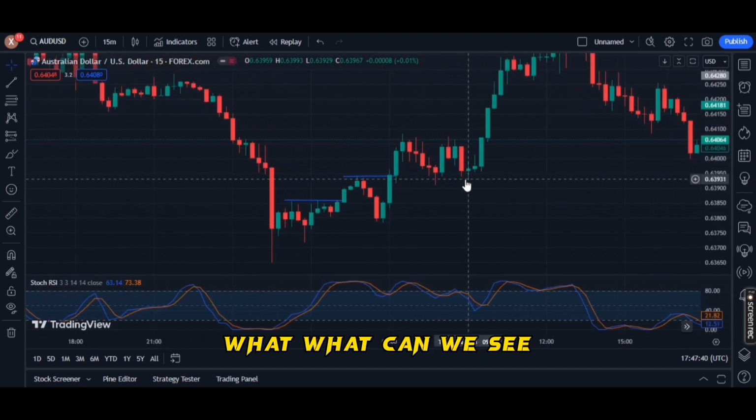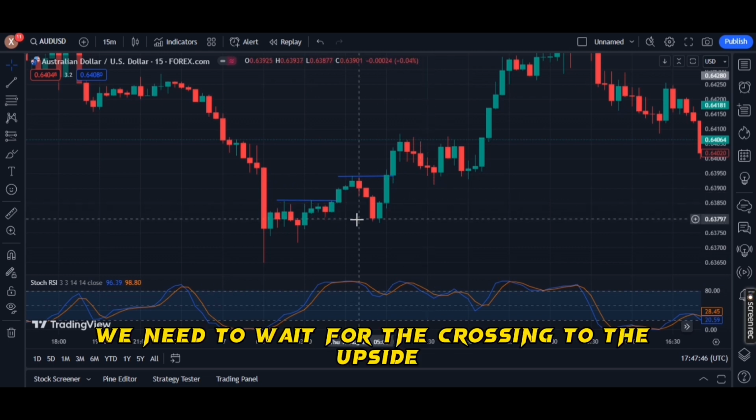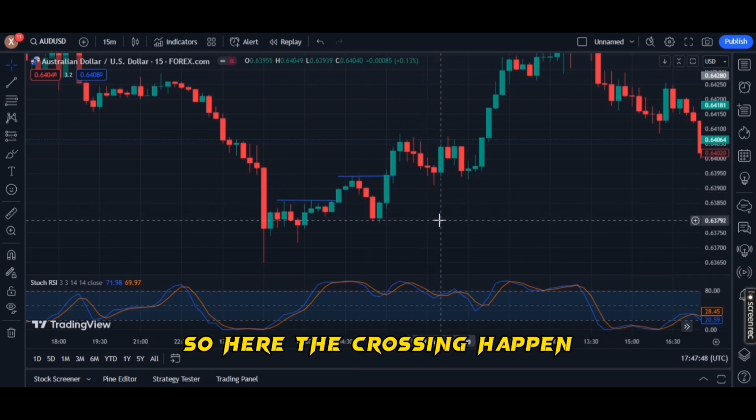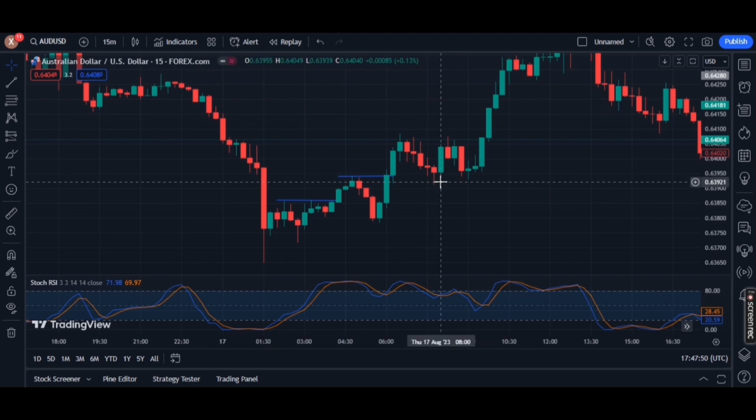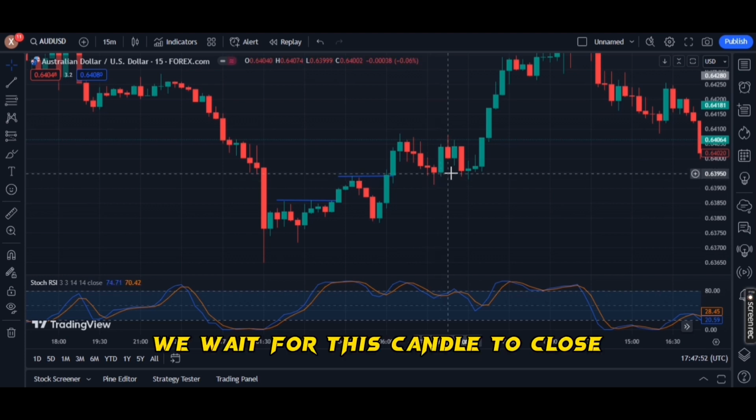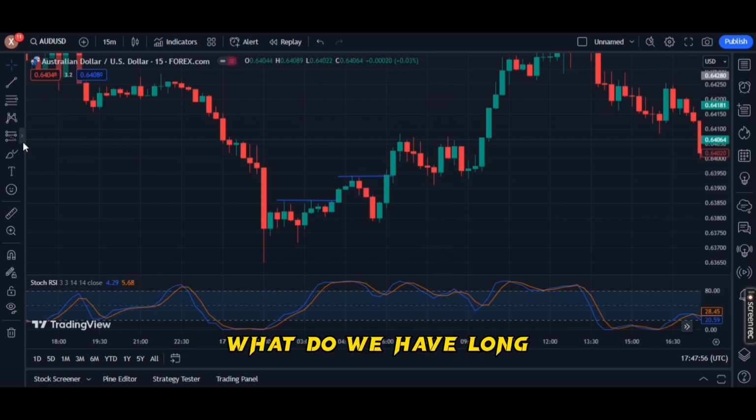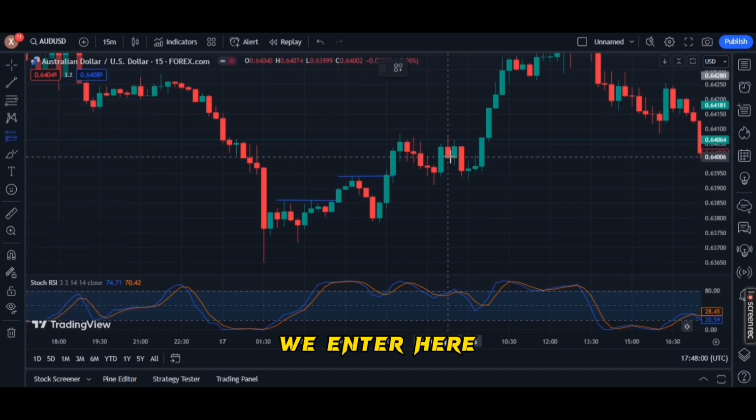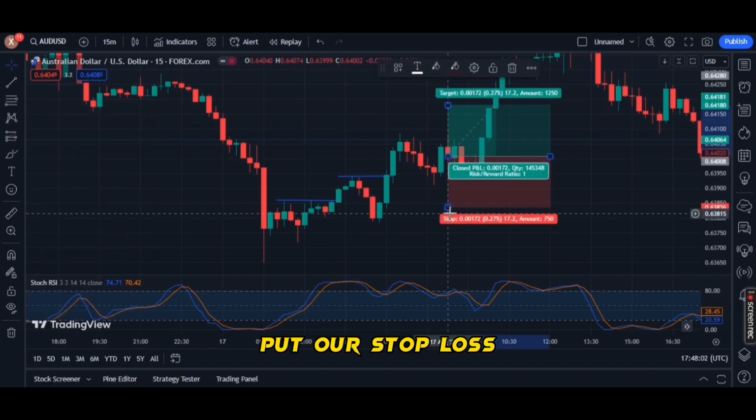Now we move to the stochastic. What can we see? We need to wait for the crossing to the upside. So here the crossing happened. We'll wait for this candle to close, then we enter here. What do we have? Long. We'll enter here and put our stop loss.